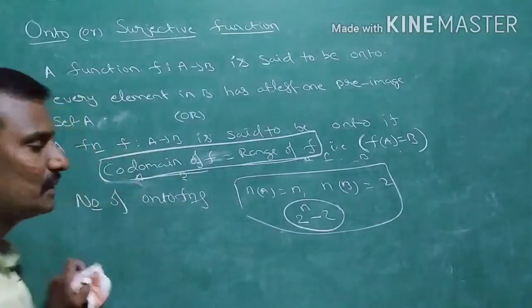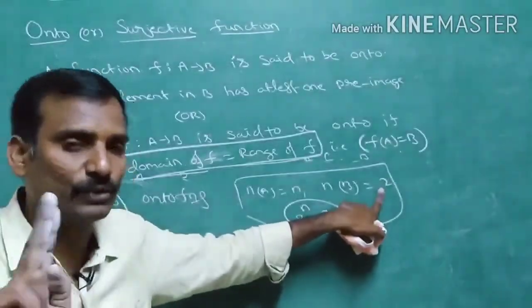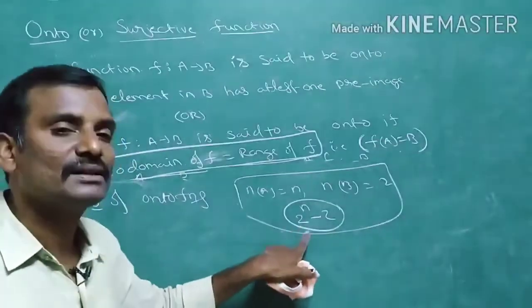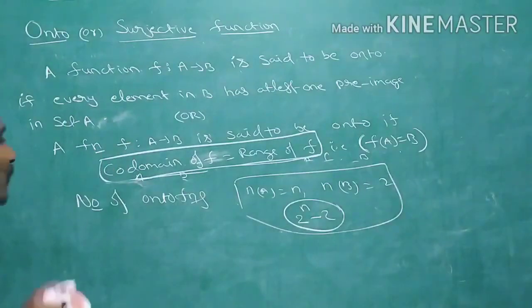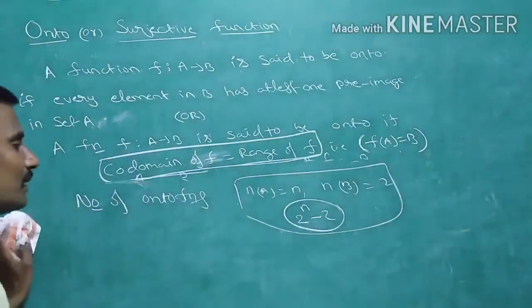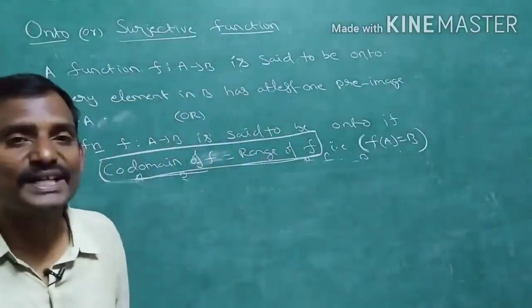So n of b is equal to 2. Set B containing only 2 elements. So at that time, the number of onto functions is 2 power n minus 2. That is the number of onto functions formula. So next, a function which is not onto, that is called into function.